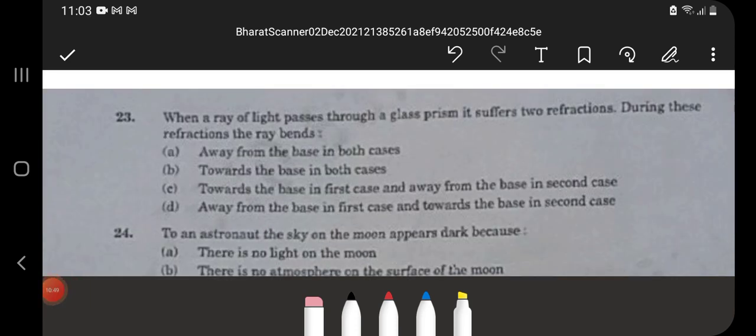When a ray of light passes through a glass prism, it suffers two refractions. During this refraction, the ray bends... 23 answer B. Towards the base in both cases.